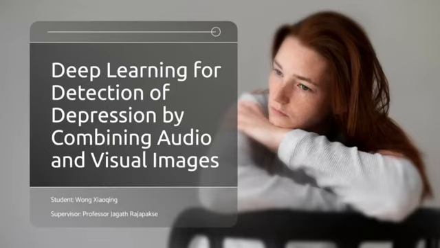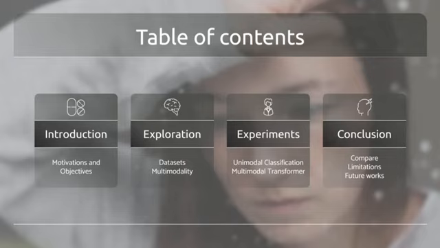Hi, this is my final year project, Deep Learning for Detection of Depression by Combining Audio and Visual Images. This is the flow of my presentation today. Firstly, I will introduce the motivations and objectives of this project, followed by exploring the datasets and techniques used or analyzed. Next, we will go through the architecture and results of the unimodal classifiers and multimodal transformers. And finally, we will end off by comparing the unimodal and multimodal models, identifying some limitations and suggesting some future work.